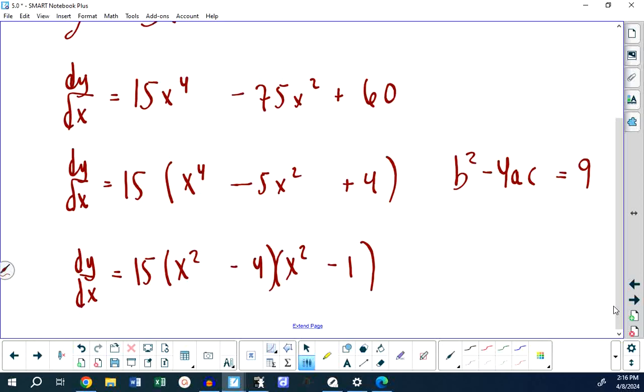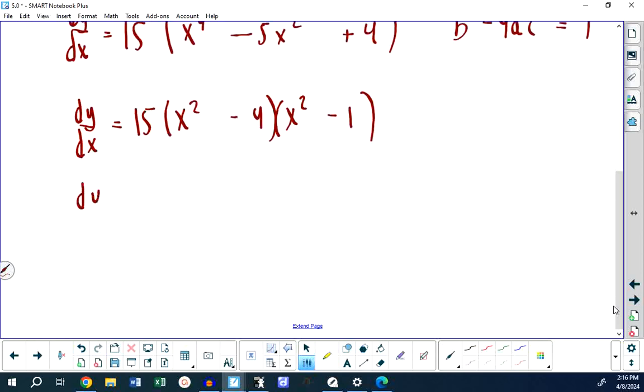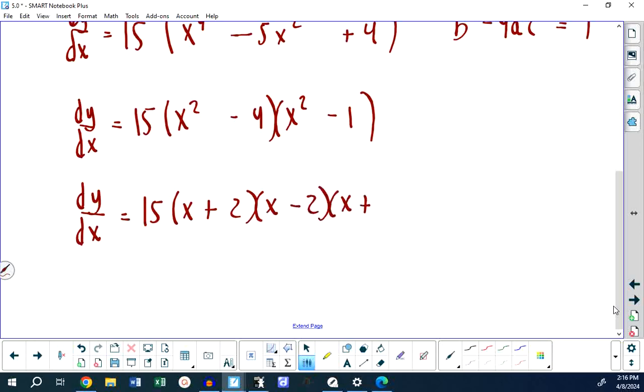So two numbers that multiply to give positive 4 and add to give negative 5 are negative 4 and negative 1. And this happens to give us two new binomial factors that are differences of squares. And that means that we're going to have the following 4 critical values of x in relation to the derivative. Our critical values of x are -2, -1, 1, and 2, putting them in order from smallest to largest.